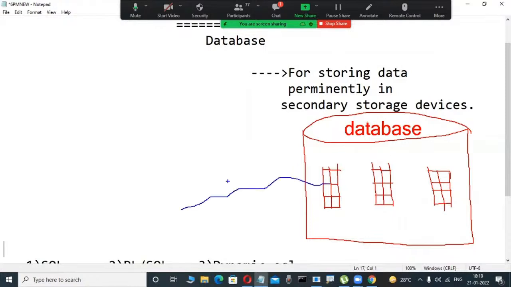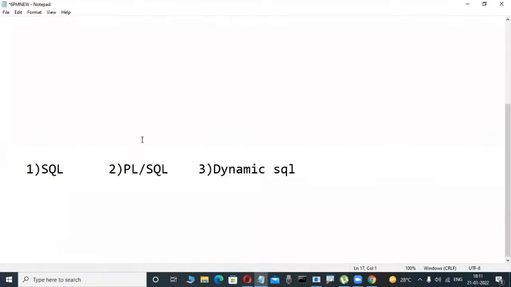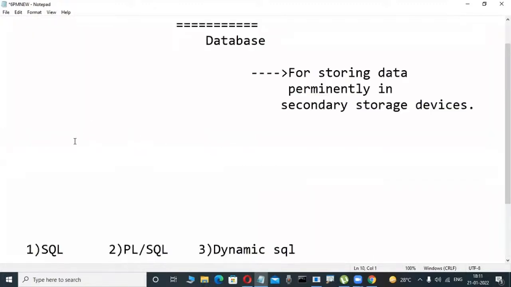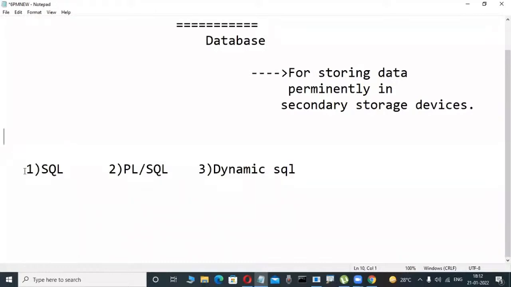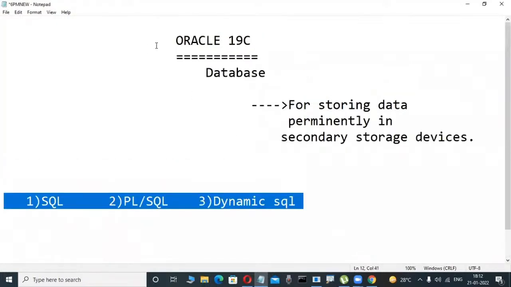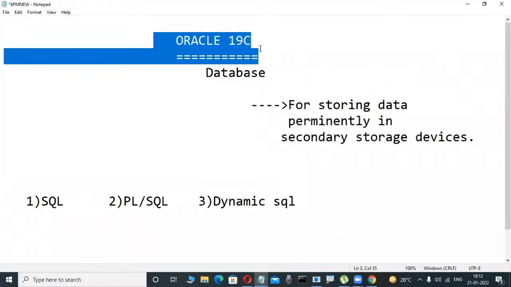We can work with this data using SQL, the structured query language. Yesterday I told you up to this point, just a small thing. If you want to operate this Oracle software, we use SQL, structured query language. Another language is PL/SQL, procedural language extension for SQL. Another language is dynamic SQL. Through these three languages, we operate this Oracle software in your companies.